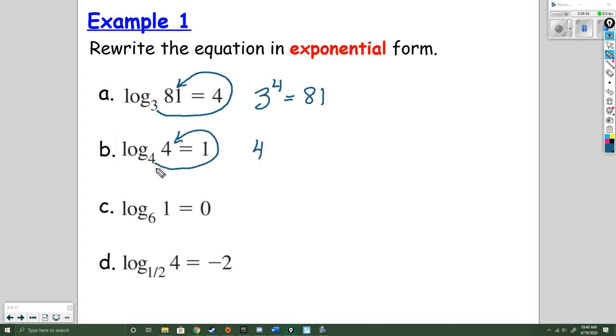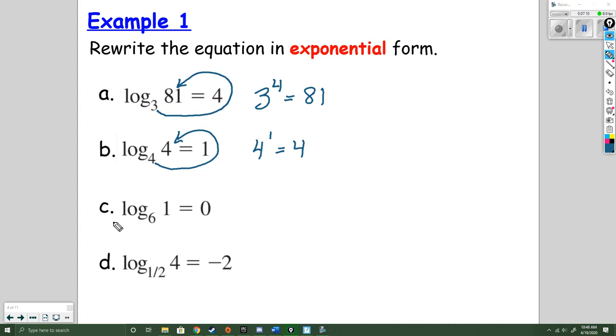4 to the 1st power equals 4. Well, duh, we know that. But this logarithm is just saying what we need to raise 4 to get 4, which is obviously just 1. Now let's interpret c.